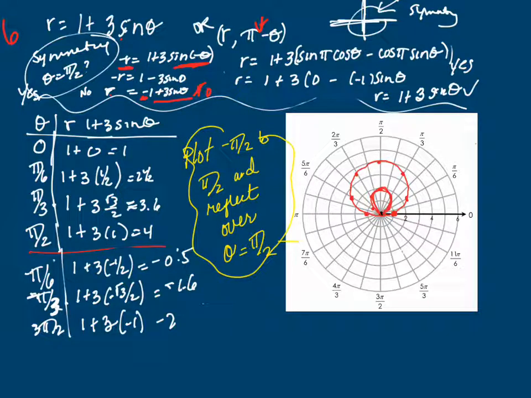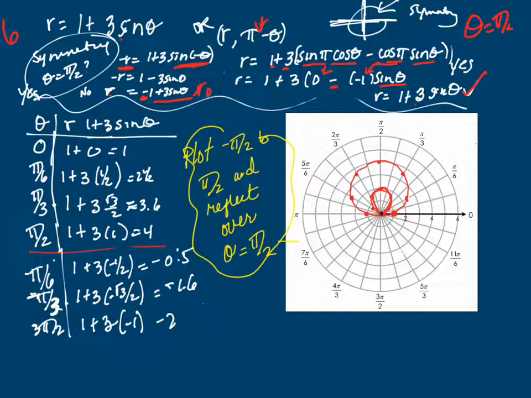So sticking that into the equation 1 plus 3 and then splitting it up into the identity, cosine pi cosine theta minus cosine pi sine theta, I get 1 plus 3, this becomes a 0, this becomes a minus, and then cosine pi is negative 1, and sine pi is 0. So that would be r equals 1 plus 3 sine theta, which is true. We are symmetric to theta equals pi over 2.